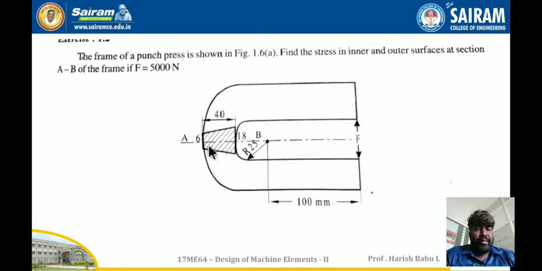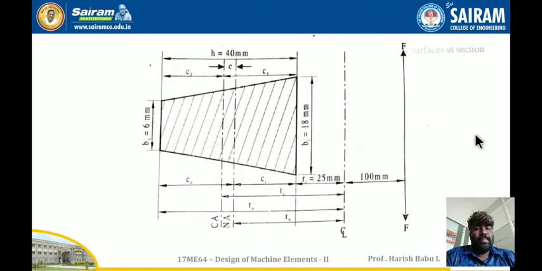From the frame it is clear that the cross section is a trapezoidal one with a length of 40, a base of 18 and a top face of 6, and the radius of curvature will be 25 mm. The force is acting at a distance of 100 mm from the radius of curvature, and the force is applied over here as a tensile force. So let us go for the free body diagram.